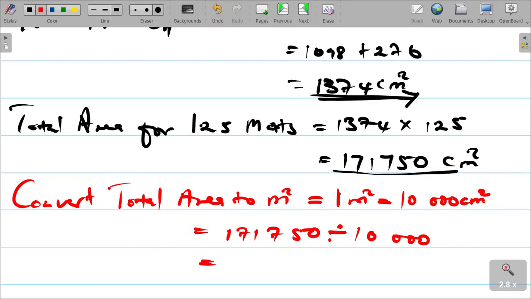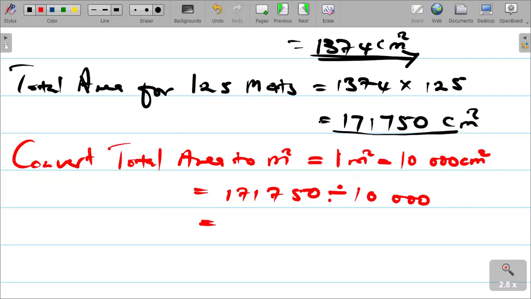This is going to give us 17,175 square meters. And then we need to calculate the total number of canes.